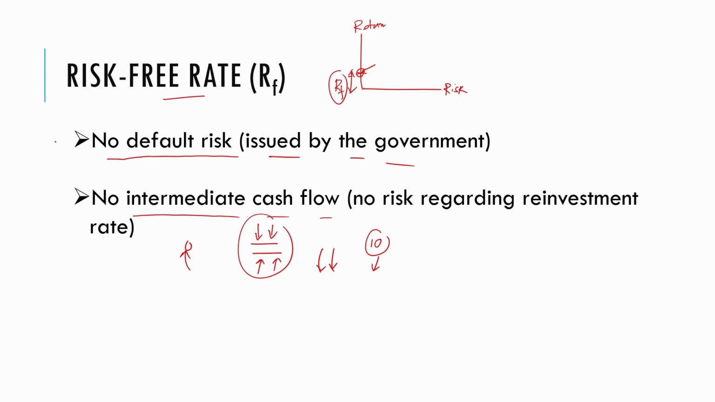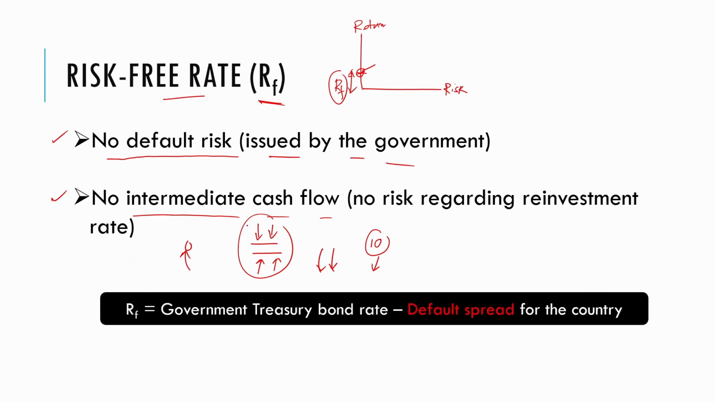So if these two conditions are met, then we will say that it is the category which is risk free, and the rate of return is the risk free rate, also represented as RF. Basically it is the government treasury bond rate of any government minus the default spread. Now what is the default spread?